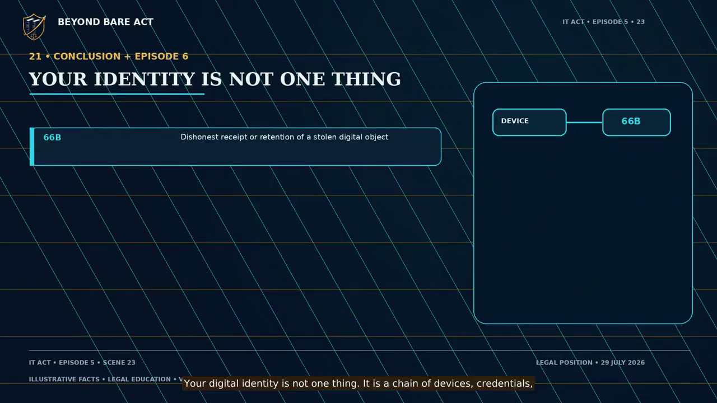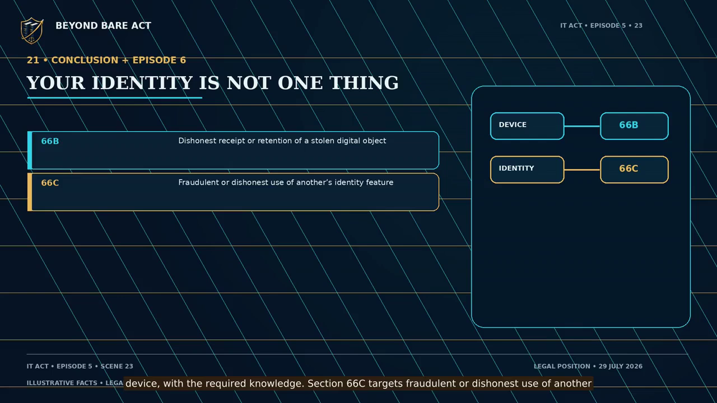Your digital identity is not one thing. It is a chain of devices, credentials, representations, relationships, and expectations of privacy. The law protects different links through different rules. Section 66B targets dishonest receipt or retention of a stolen computer resource or communication device with the required knowledge. Section 66C targets fraudulent or dishonest use of another person's electronic signature, password or unique identification feature.